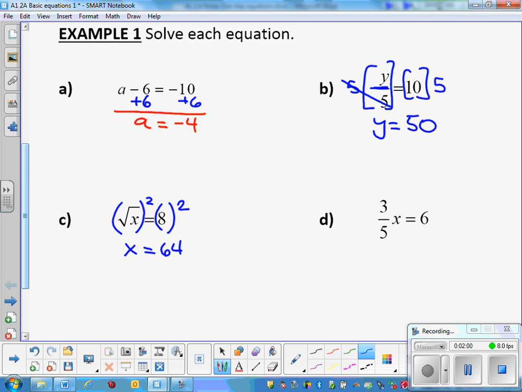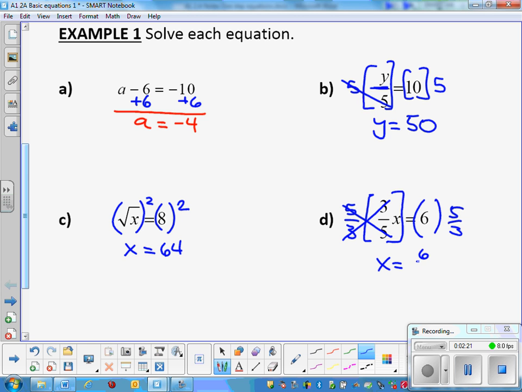D, I have 3/5 X is equal to 6. So to isolate the X on this one, I'm going to multiply by the reciprocal of 3/5. So I'm going to take and multiply by 5/3 on both sides. So my 5's cancel, 3's cancel, leaves me with X.